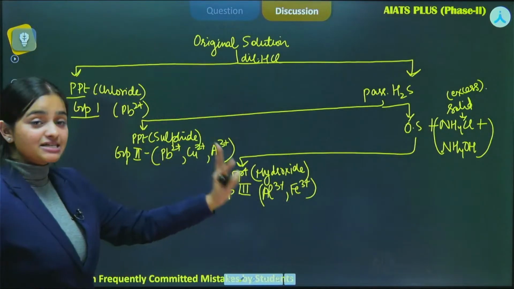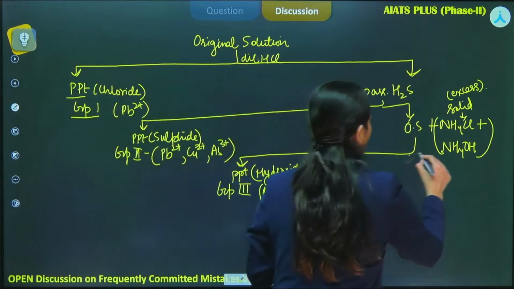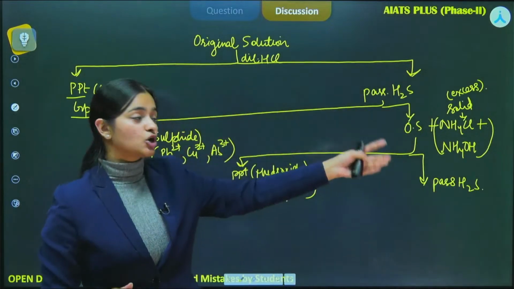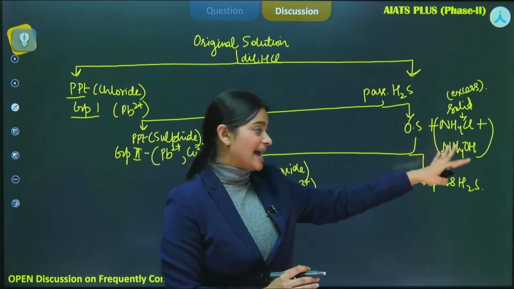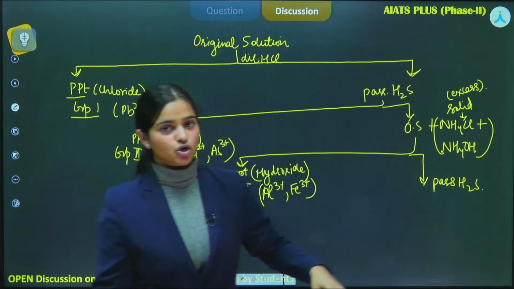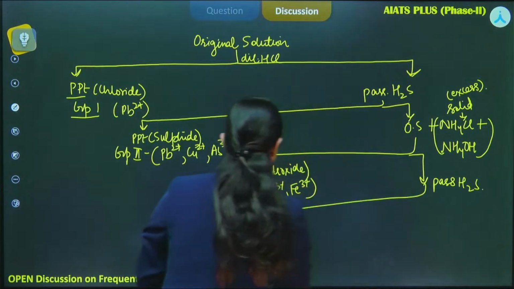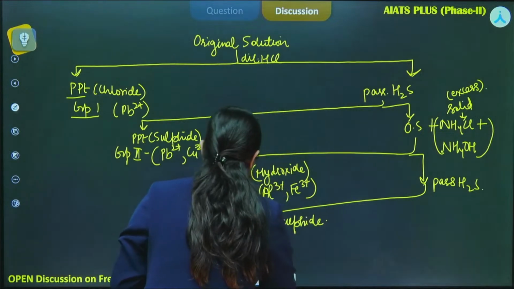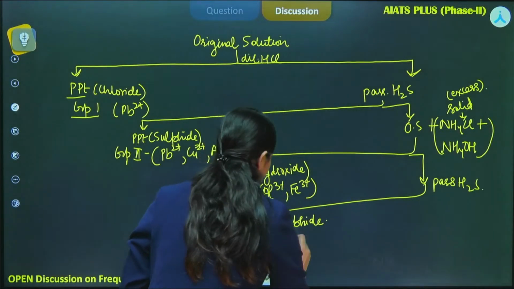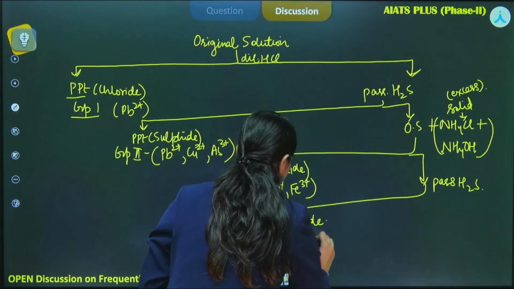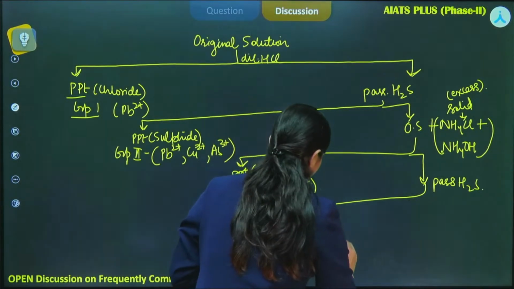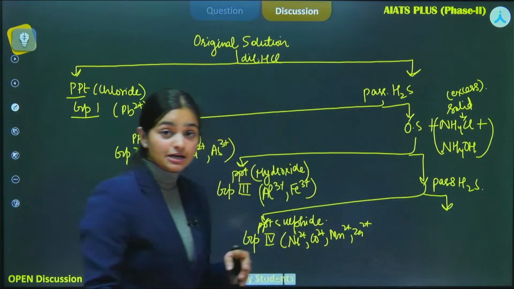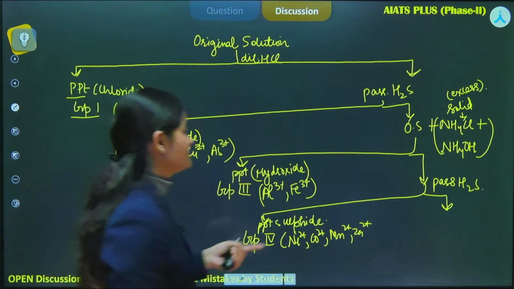And the cations will be aluminium 3+ and iron 3+. In case the PPT is still not formed, then what do we do? We pass H2S again. Now we are passing H2S gas to a solution which already had NH4Cl in excess and ammonium hydroxide added to the original solution. Now if we get the PPT, then the PPT will be that of a sulfide, and group 4, that is nickel, cobalt, manganese and zinc.